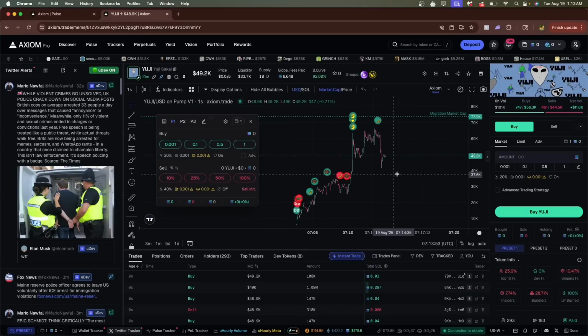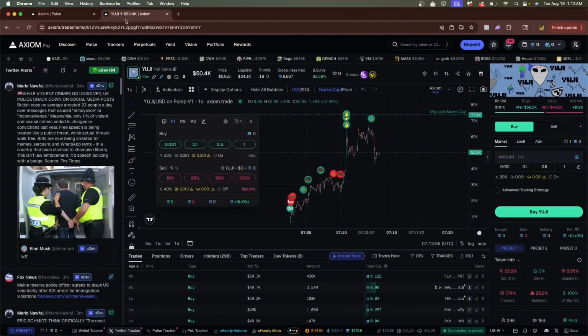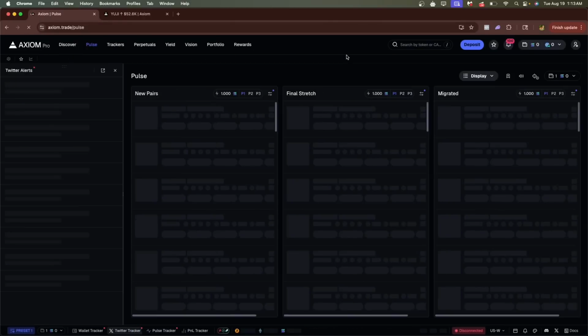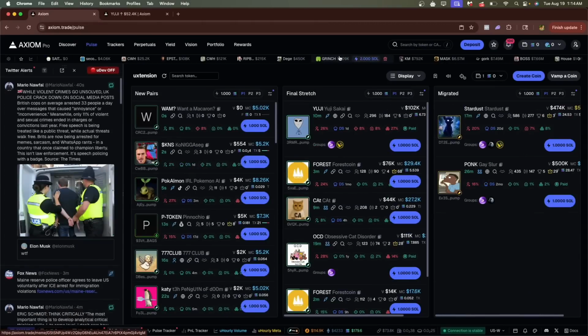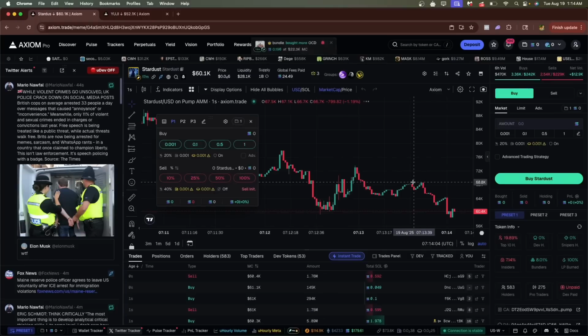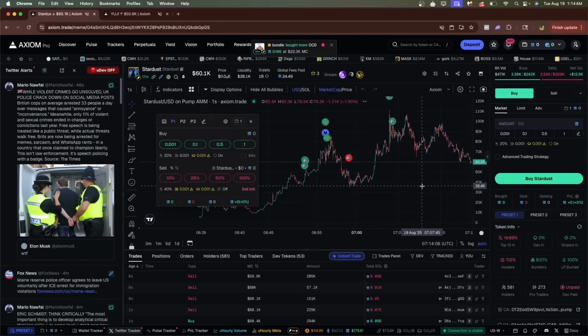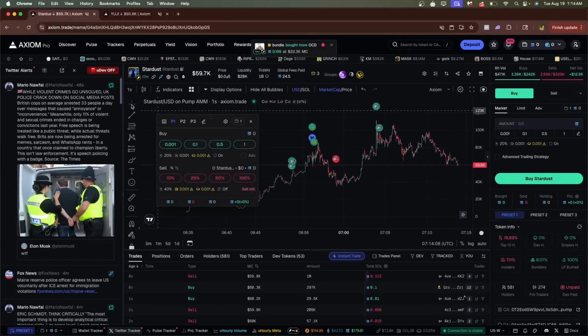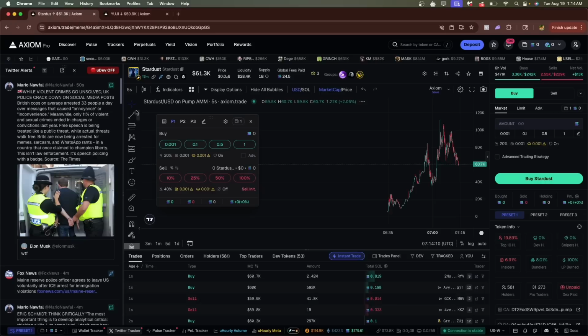So yes, I always trade on the 1 second chart for new pairs or final stretch, and then on migrated, I occasionally will go up to the 5 second, 30 second, 1 minute, just depending on how old it is. So let's go look at this Stardust coin, for example. This coin is at around 60K, and we're going to go on the 5 second chart.